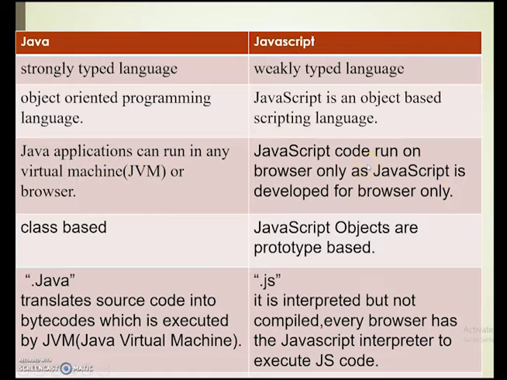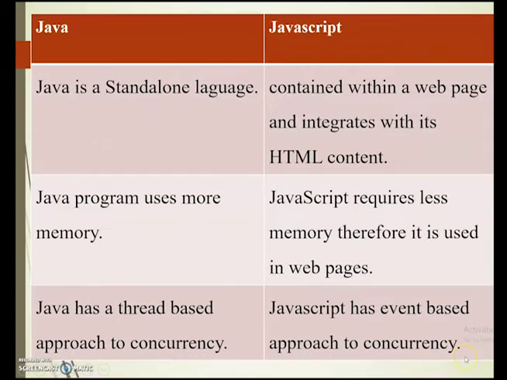JavaScript code can run on the browser only, as JavaScript is developed for the browser only. It's browser specific. Then Java is class based. JavaScript's objects are prototype based. Java translates source code into byte codes, which are executed by the JVM, Java Virtual Machine, with the .java extension. JavaScript uses .js, and it is interpreted but not compiled. Every browser has the JavaScript interpreter to execute JS code.